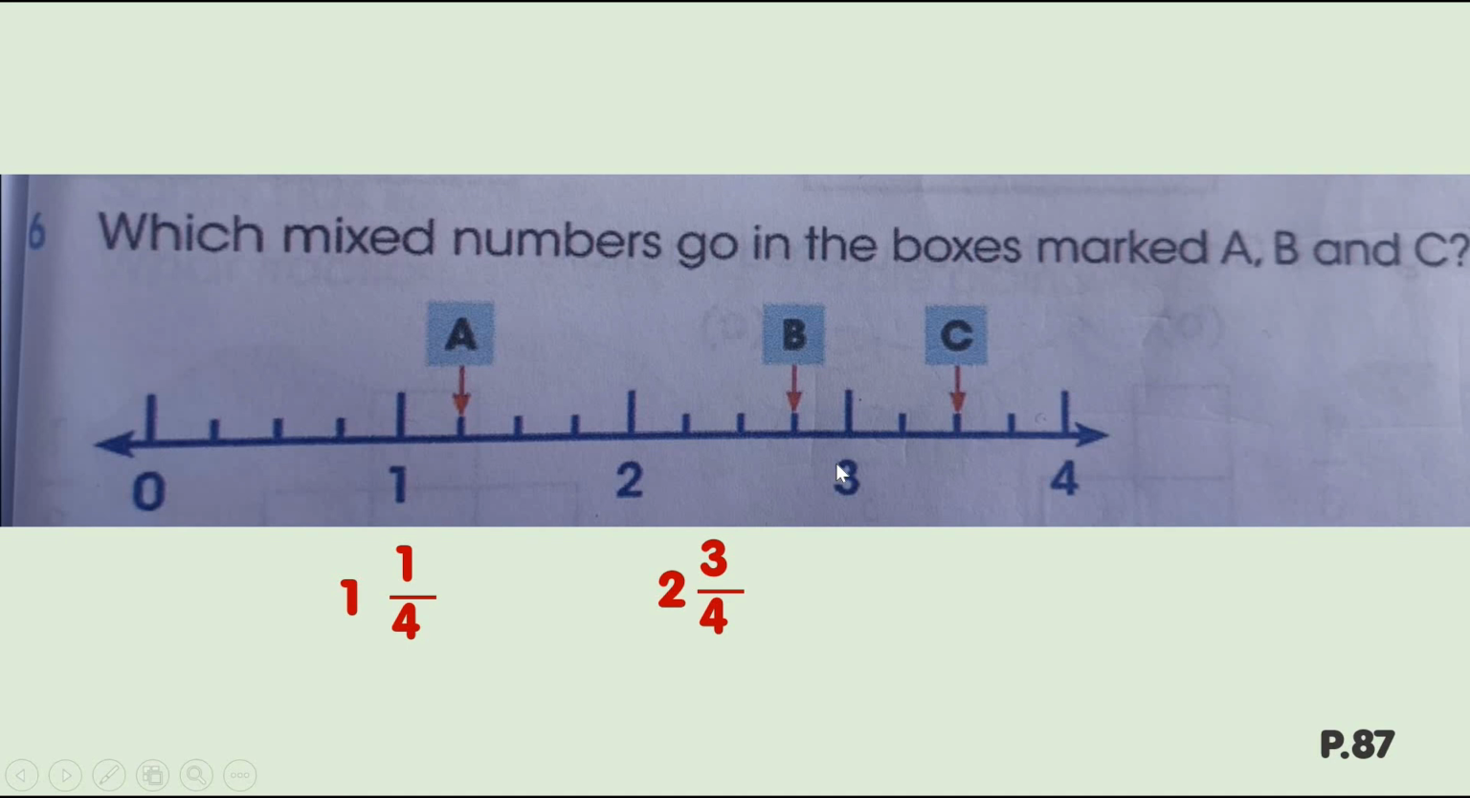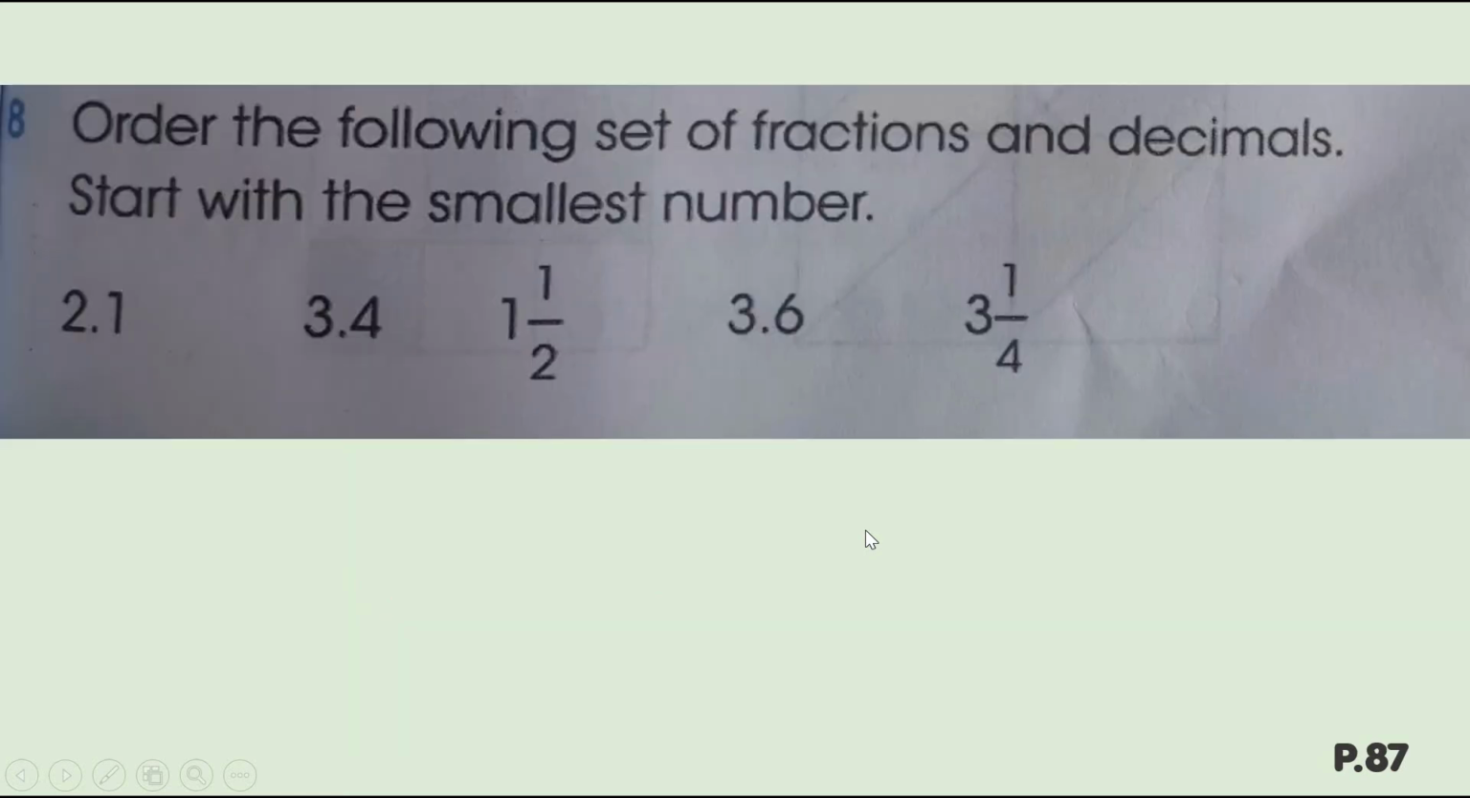For C, again, we have 3 as a whole number, 4 as a denominator, 1, 2, 3, 4. It is on the second part out of 4 spaces, so we need to write it like this, 2 out of 4 parts. So 3 whole numbers and 2 out of 4 parts. We are skipping question number 7 because it's not that important.